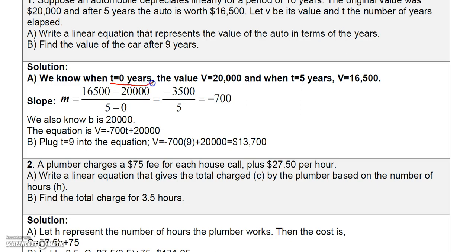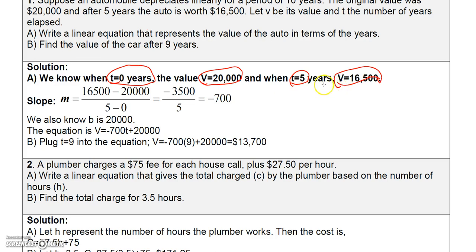Okay, so what we can do here is, first of all, we know that initially, when t equals 0 years, the value, or V, of the car is $20,000. And then we're given 5 years later, so when t equals 5, we know the value of the car has decreased to $16,500. Well, basically that gives me 2 points to work with. One point is when t is 0, V is 20,000, and the other point is when t is 5, V is 16,500. So consider those 2 points.